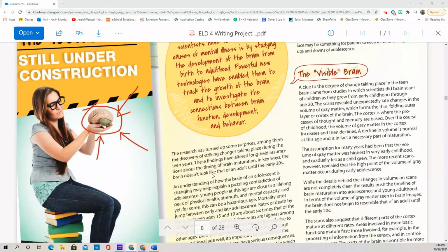The research has turned up some surprises, among them the discovery of striking changes taking place during the teen years. Spoiler alert, you guys are in your teen years. These findings have altered long held assumptions about the timing of brain maturation. In key ways, the brain doesn't look like that of an adult until the early 20s.